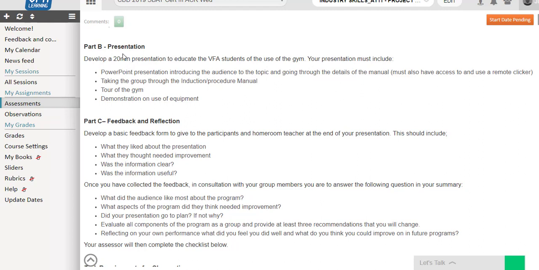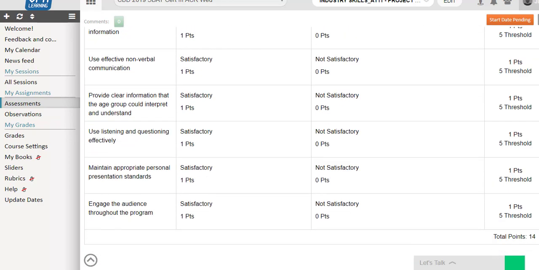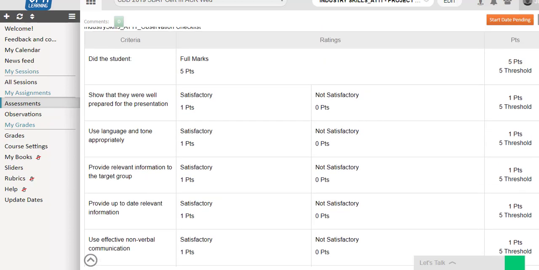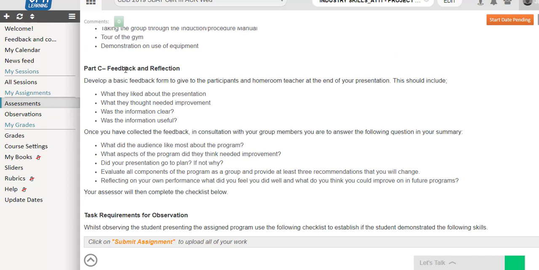Whilst completing the aspects of Part B, your trainer and assessor will complete the observation checklist down the bottom here. So important that you become familiar with the aspects of this checklist because your trainer will be using it to assess you throughout the presentation. Then in Part C, you need to develop a feedback form. So you develop the feedback form, and if you have a look at the dot points here, it establishes the information that needs to be collected in the feedback form. And you need to hand it out to some of the participants that have taken part in your presentation.